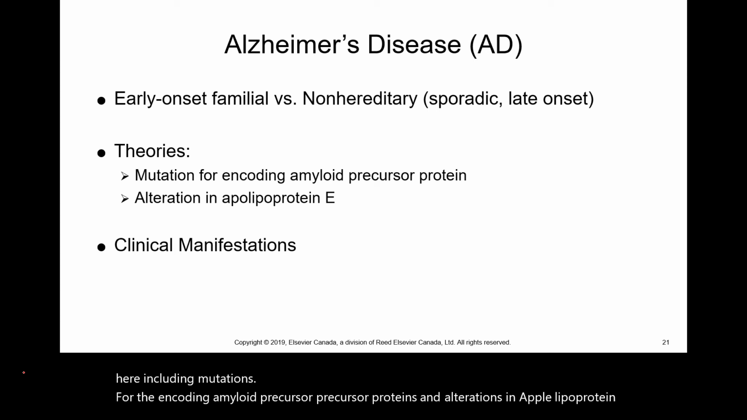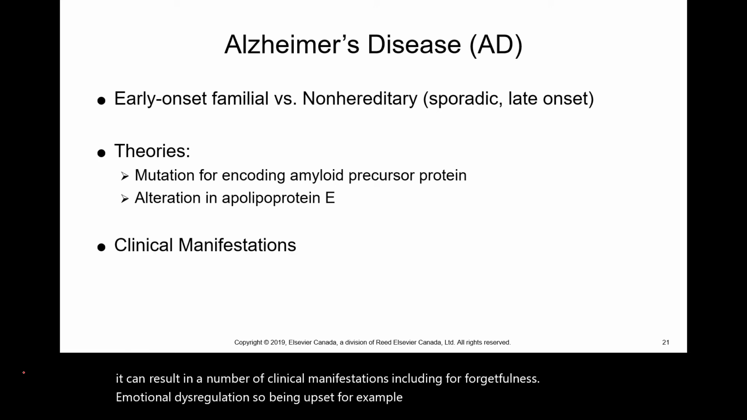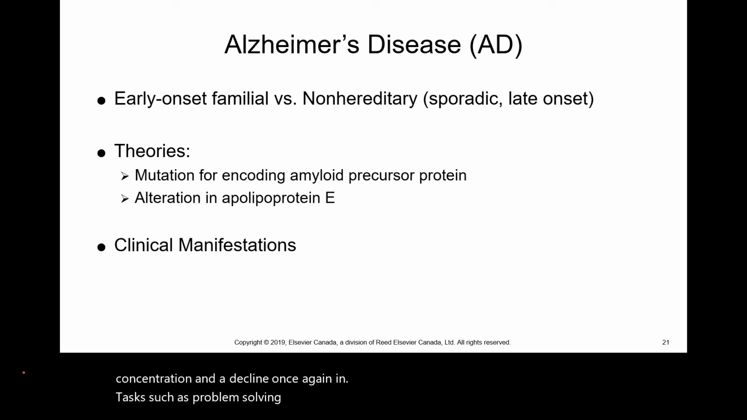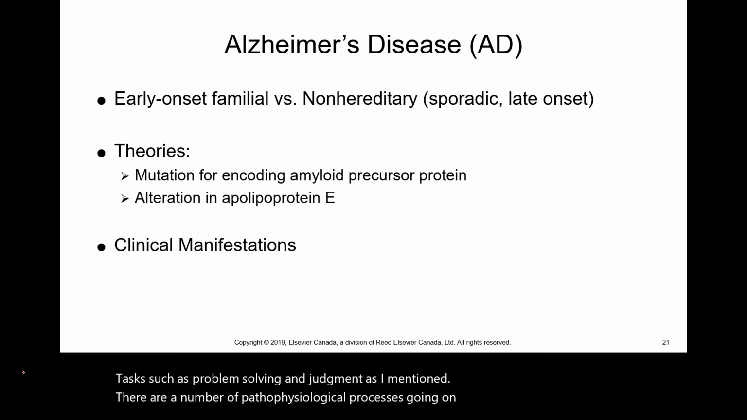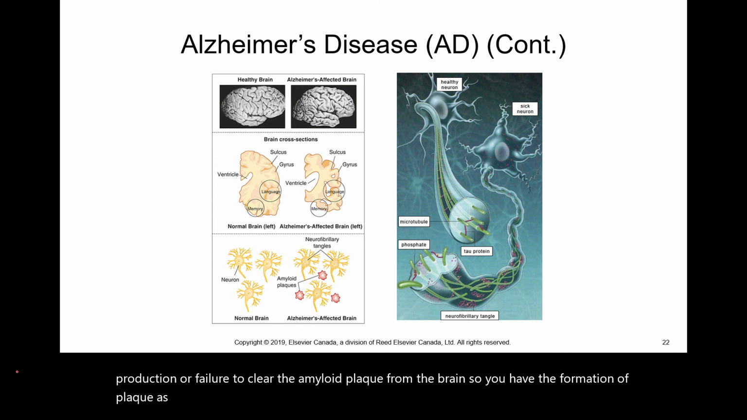It can result in a number of clinical manifestations, including forgetfulness, emotional dysregulation, so being upset, for example, disorientation, confusion, a lack of concentration, and a decline, once again, in tasks such as problem solving and judgment. As I mentioned, there are a number of pathophysiological processes going on, including the altered production or failure to clear the amyloid plaque from the brain. So you have the formation of plaque as shown on the next slide.